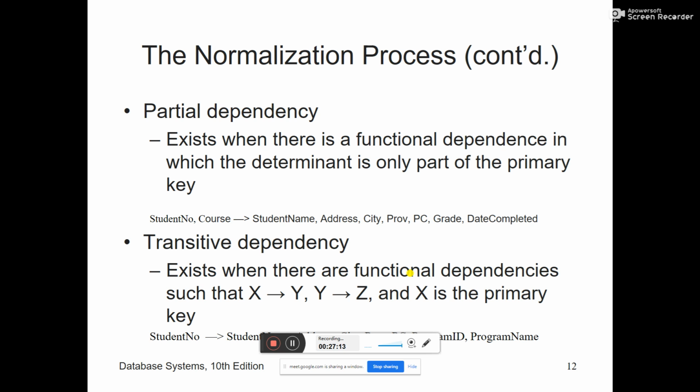Okay, when we look at functional dependence or fully functional dependence, then we come up with two more concepts. When we say functional dependency, the two types of functional dependencies are partial dependency and transitive dependency. Now partial dependency, like I just gave you an example of employee number and project number. It exists when there is a functional dependence in which the determinant is only on part of the primary key, like here.